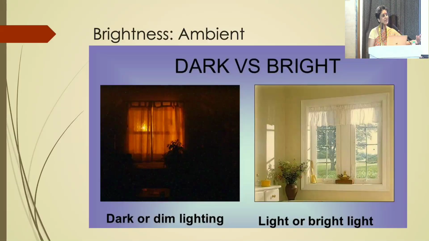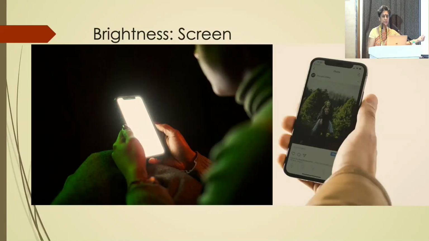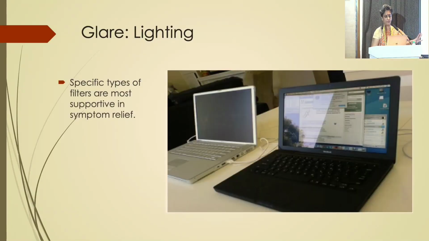Now we are coming to the environmental factors. These were screen factors. Just look at which is clearer, which is better, right? There's no two ways about it. Look at this. This is in a dark environment. The ambient light is dark, but the screen is bright. There, the ambient is bright and the screen is very dark. So both cause eye strain, both cause digital eye strain.